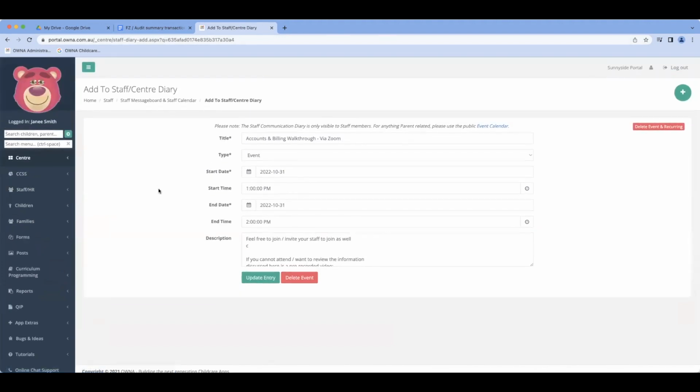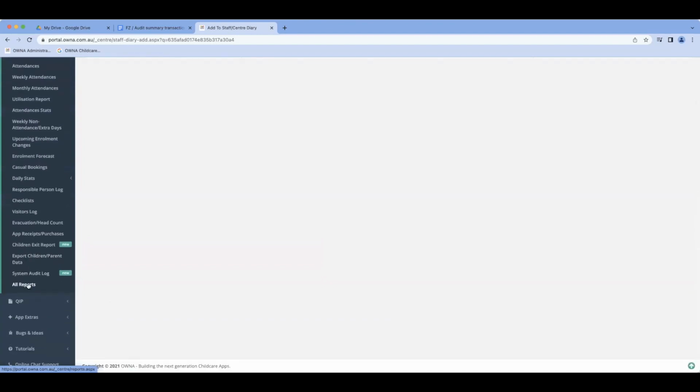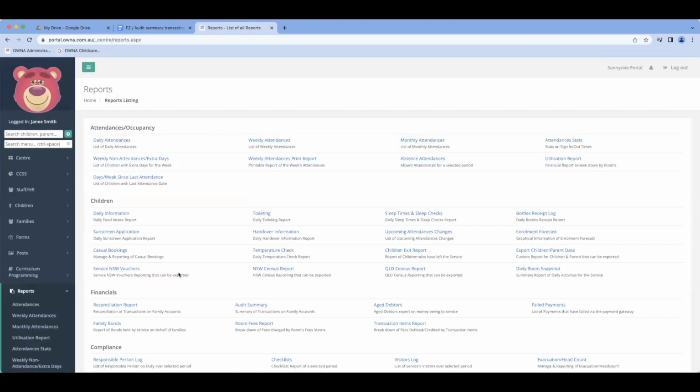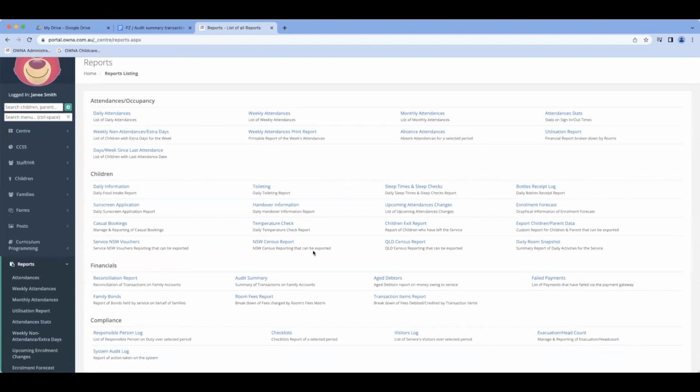I've just logged into our dummy site, so this data is not real, but on your one, you'll go under reports. And if you scroll down to all reports, this is essentially where you will find all our reports categorized. Well, we try to categorize it as much as we can. You've got your attendances, occupancy, your children. And again, when you get a chance, just go in there and play around with all these different links and find out what they are.